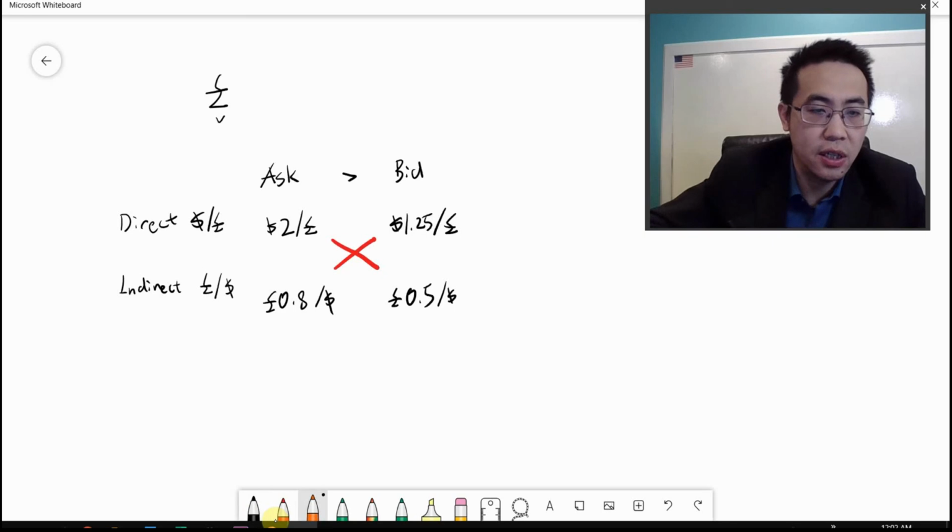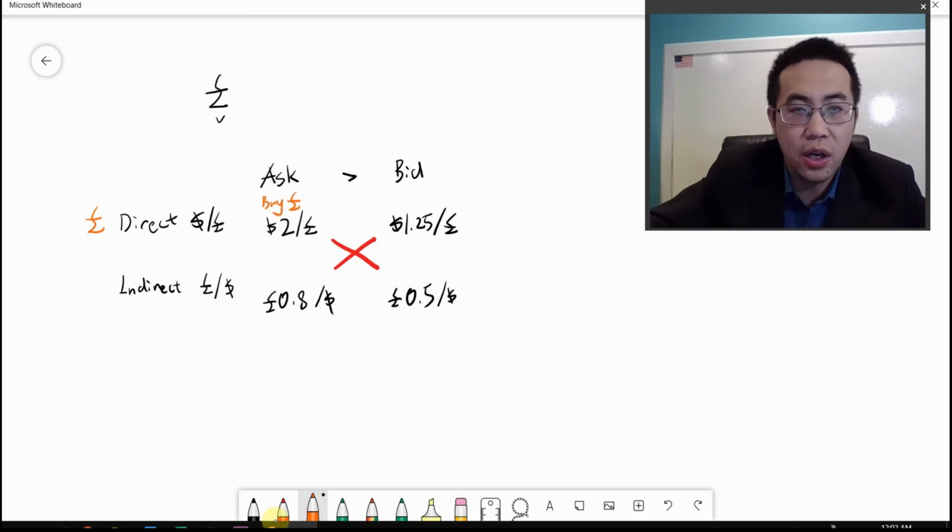And if we are having the direct quote, then the currency you're dealing with is the British pound. Let me use a different color. Let's say British pound. So if you are asking, you are buying, that means you are buying British pound. And if you are looking at the bid price, that essentially means you are selling British pound.